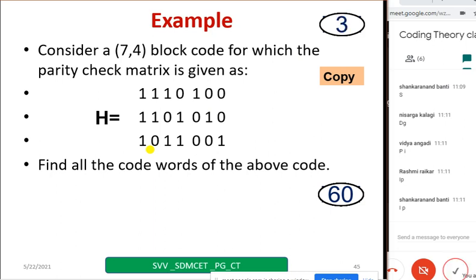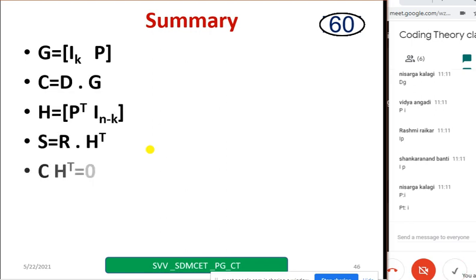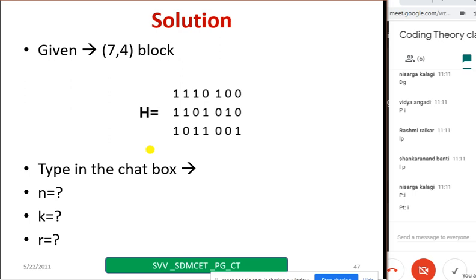How? H equal to, all of us know. What is H equal to? From that I can get a P. Yeah, H equal to P transpose I. So from that I can get a P. And this is a summary you have to remember, you have to recall always. And from this, H is given.